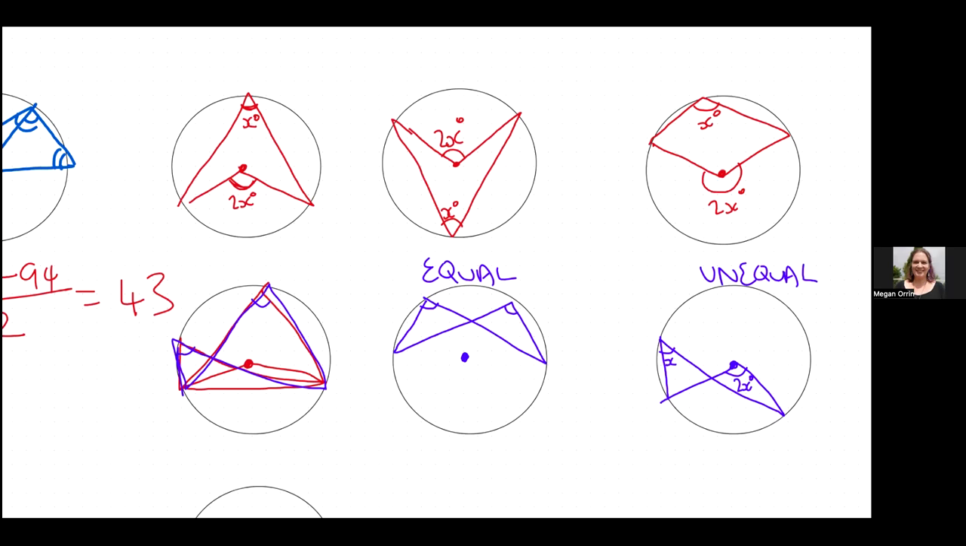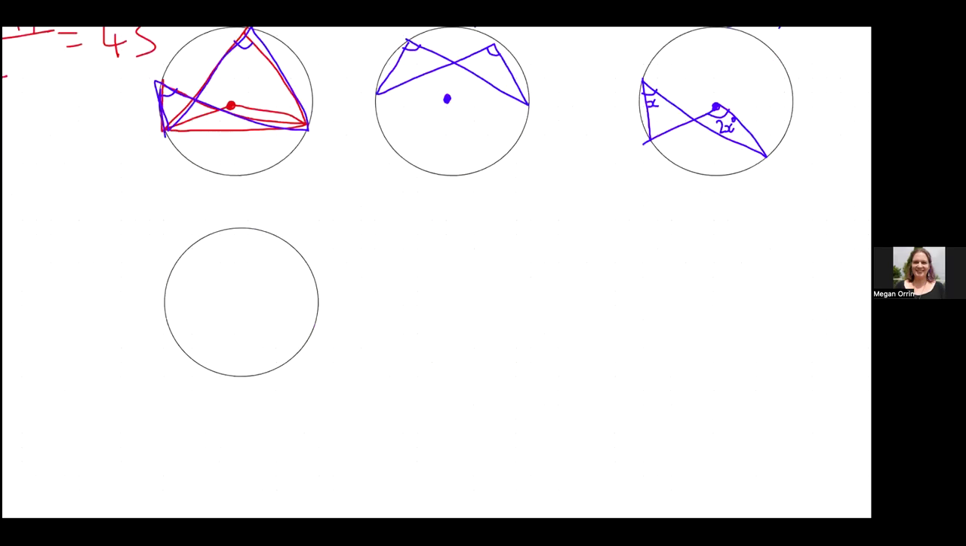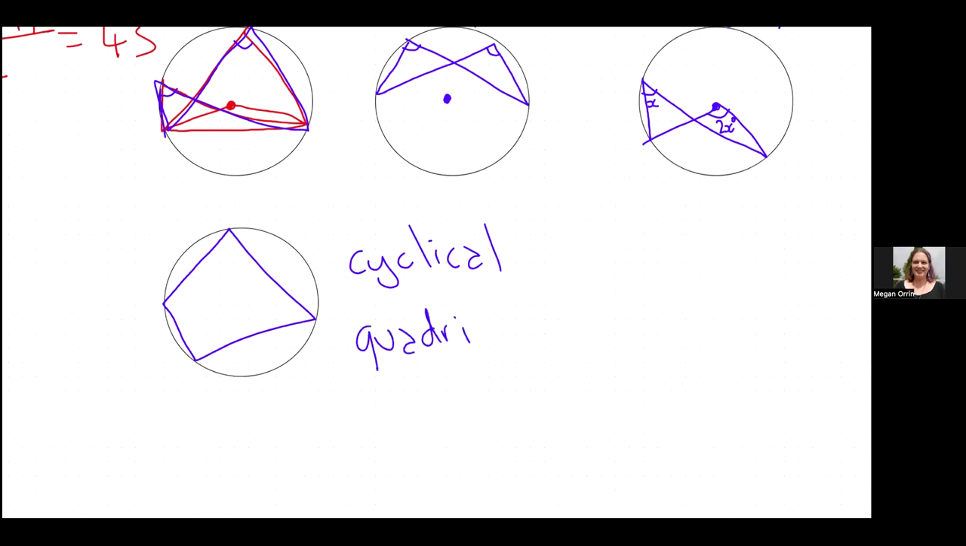Okay, so let's look at this one here. I'm going to teach you a fancy word, which is really not that scary, actually. This is called a cyclical quadrilateral. Okay, all this means is it's a quadrilateral inside a circle, right? It's just a fancy word for a quadrilateral that's inside a circle. Cyclical quadrilaterals can't do anything because they are limited by the circle.